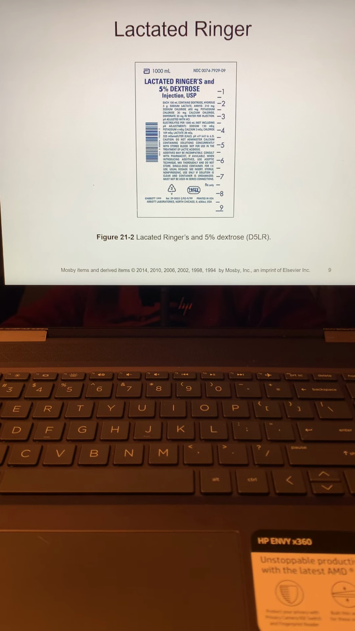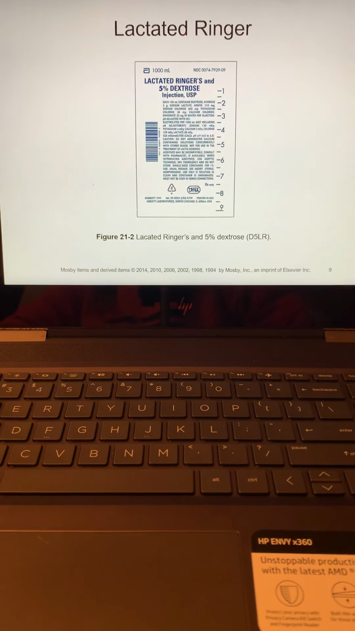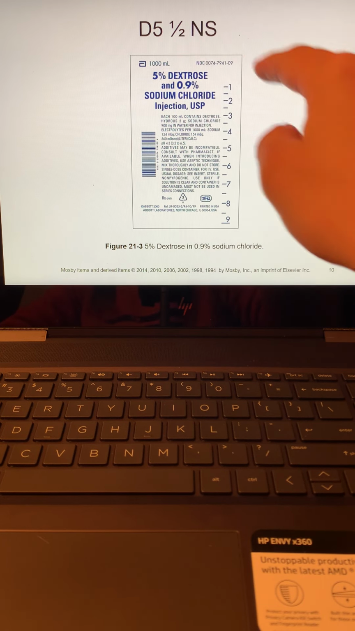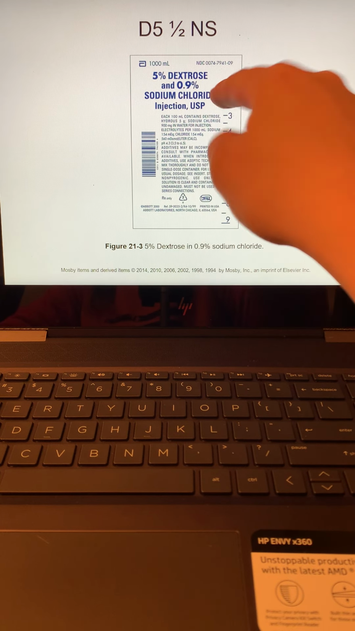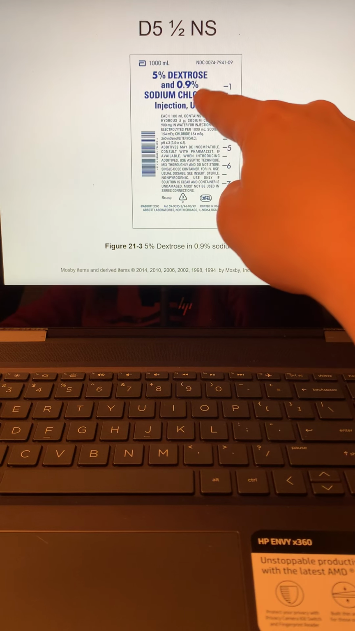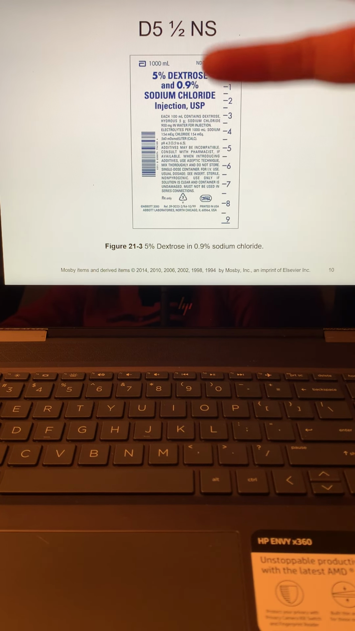So here's a picture for LR, lactated Ringer's, along with D5, that 5% dextrose here. So we would call it D5LR. And then this says D5 half NS, that's actually incorrect. That 0.9% is full strength NS. So 5% dextrose and 0.9% sodium chloride would be D5NS.